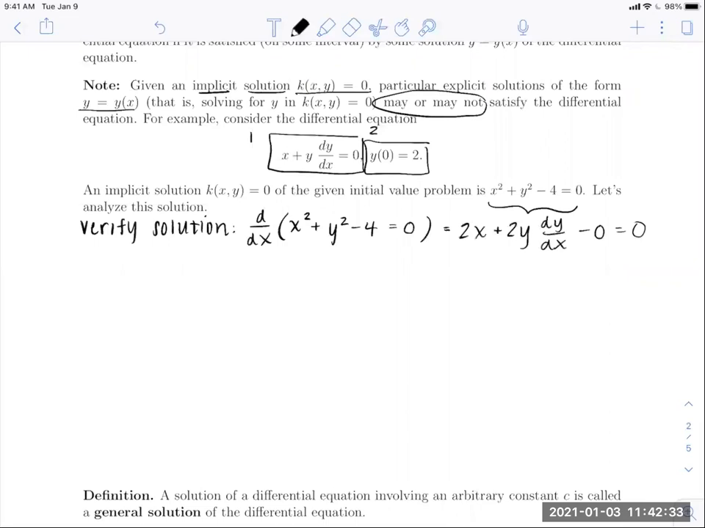And so then what I can do is I can divide both sides by 2. And I'm going to say x plus y dy dx equals 0. And sure enough, yes, that is precisely what that differential equation states. So we know that this is a solution. Let's also double check that the initial condition holds.